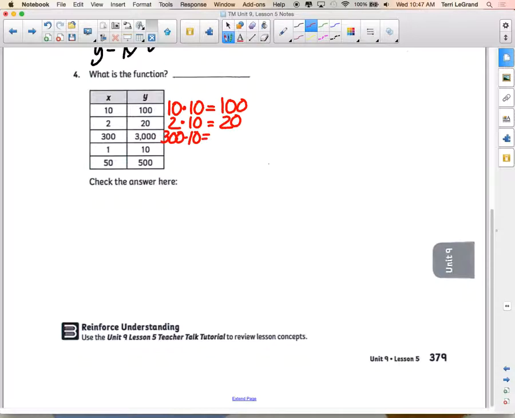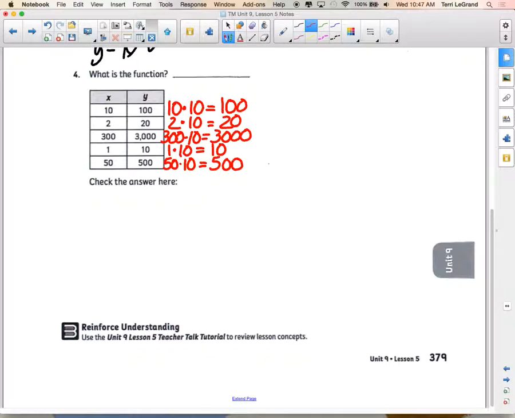Now I have an input of 300. Take that times 10. 3,000. What's the shortcut for multiplying by 10? Add a 0 to what you're multiplying, right? Yeah. Okay, so 1 times 10 should be a 1 with a 0 at the end. Is that true? Yeah, okay. And then 50 times 10 should be a 50 with a 0 attached. What would that be? 500. Okay, now we go look.